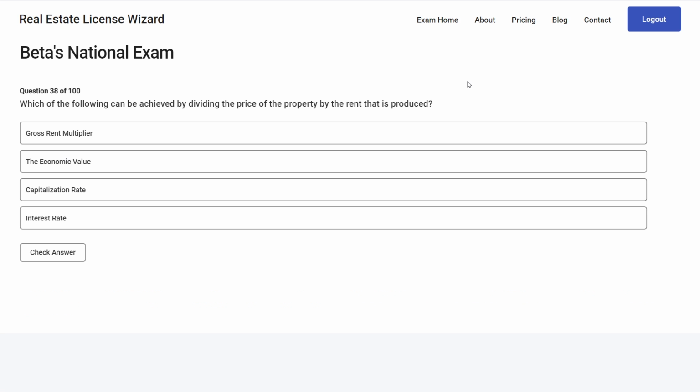Which of the following can be achieved by dividing the price of a property by the rent that is produced? Is it the gross rent multiplier? Is it the economic value? Is it the capitalization rate? Or is it the interest rate? All righty, think that one over. Give you guys an opportunity to think about that. Read over the question and answers again.